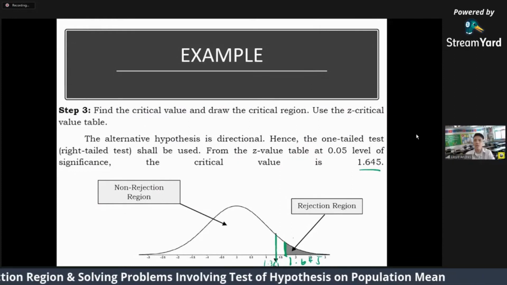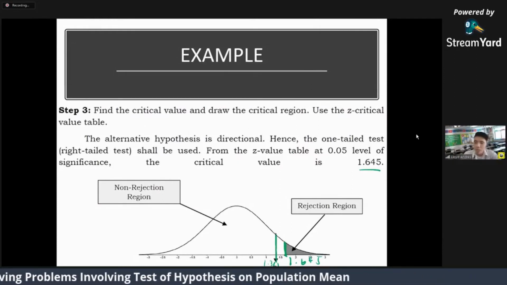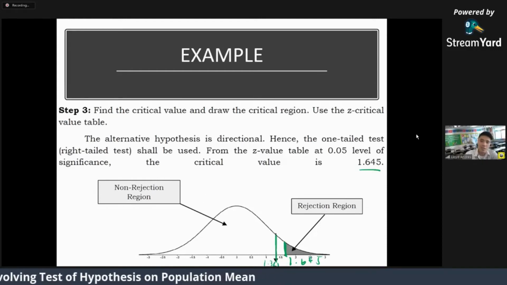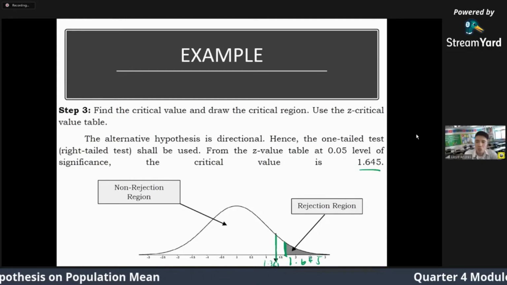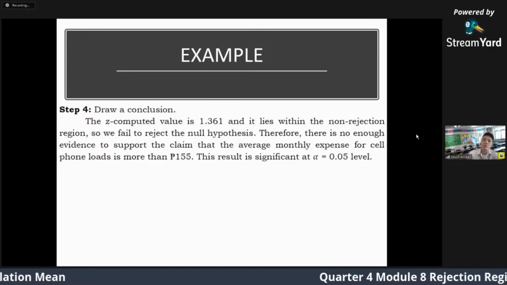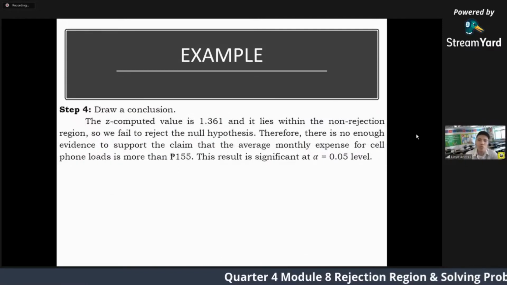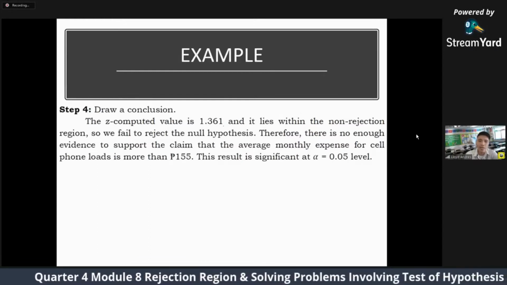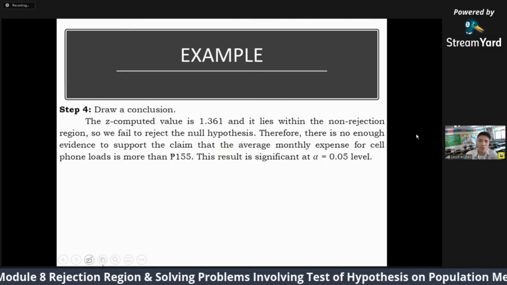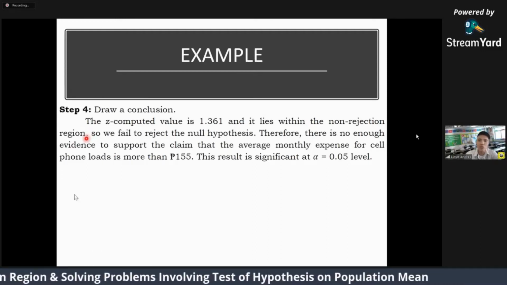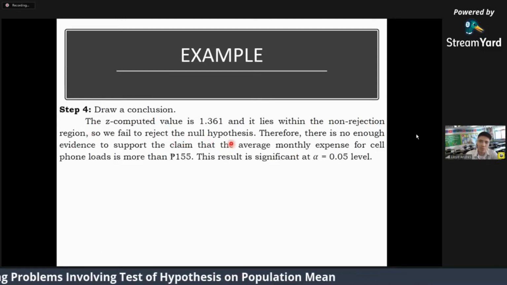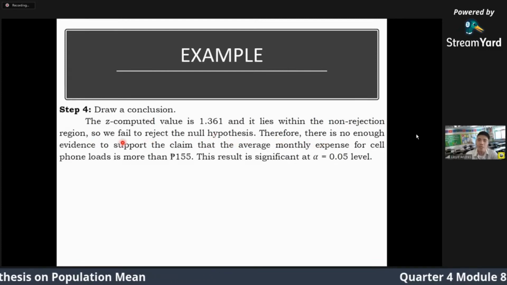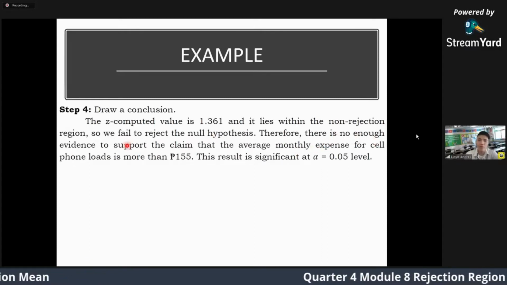So, from that, klaro kaayo sa graph pa lang nga naa siya sa non-rejection region. So, we can now decide. Since the Z computed value is 1.361 and it lies within the non-rejection region, we fail to reject the null hypothesis. Therefore, there is no enough evidence to support the claim.